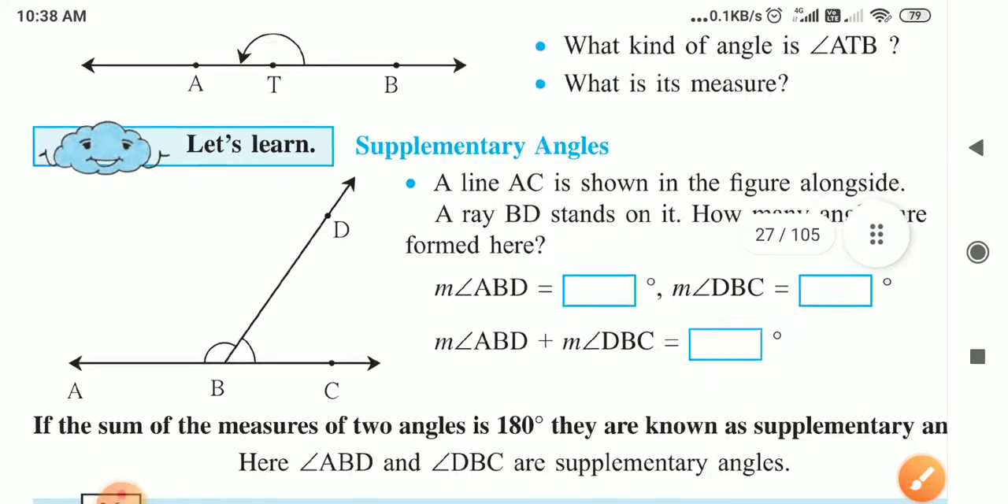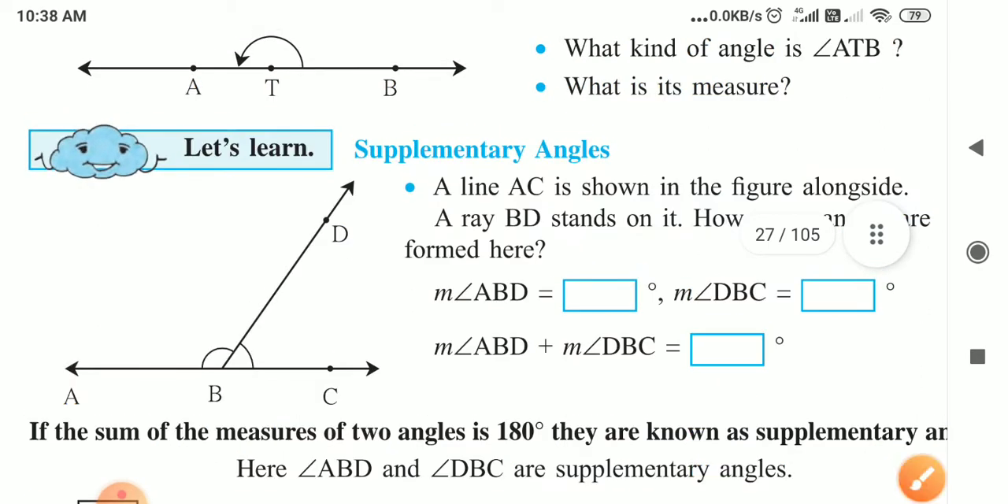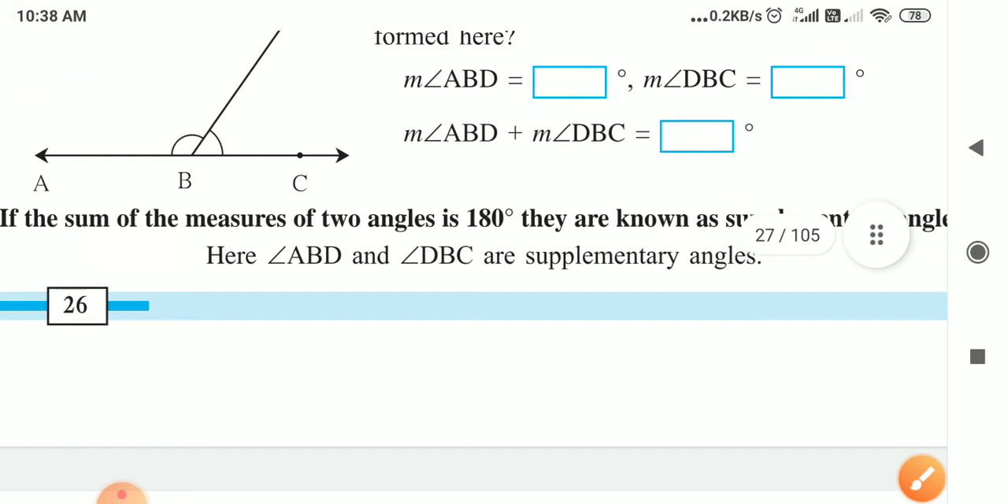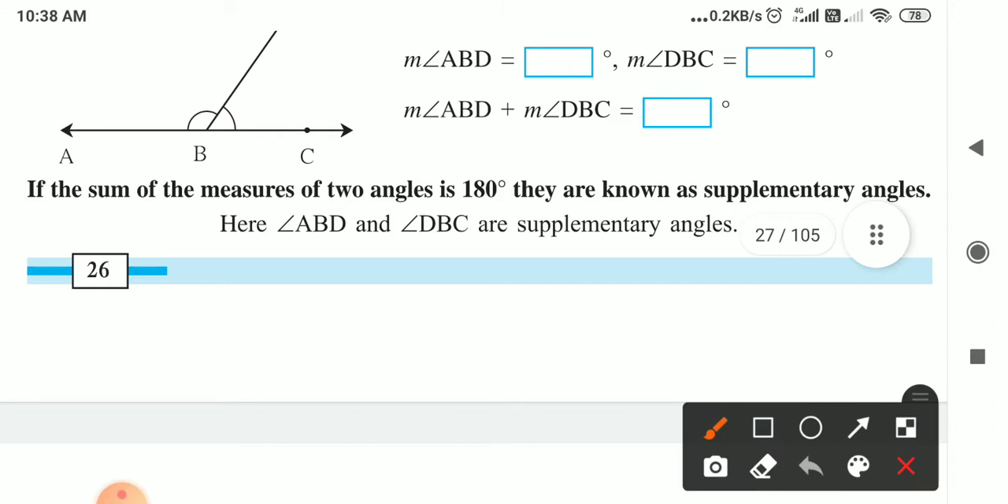Here is the activity given to you. Take a protractor and measure this angle in your textbook. Suppose its measure is 130 degrees, angle ATB is 130, and the measure of DBC is 50 degrees. Its sum is 180 degrees. Then such angles are called supplementary angles.